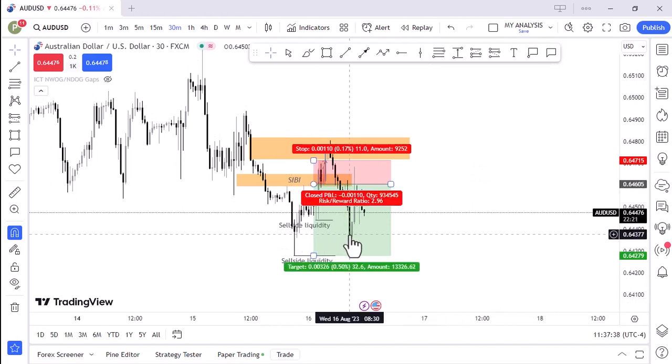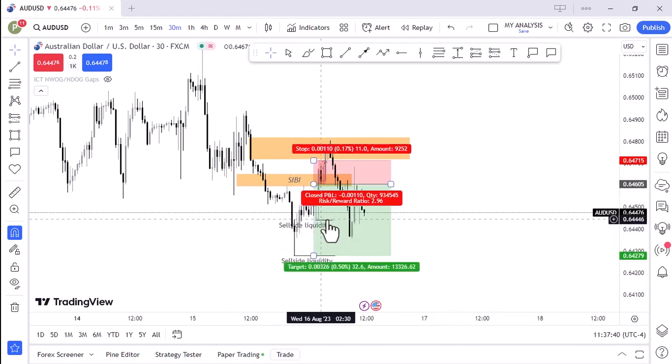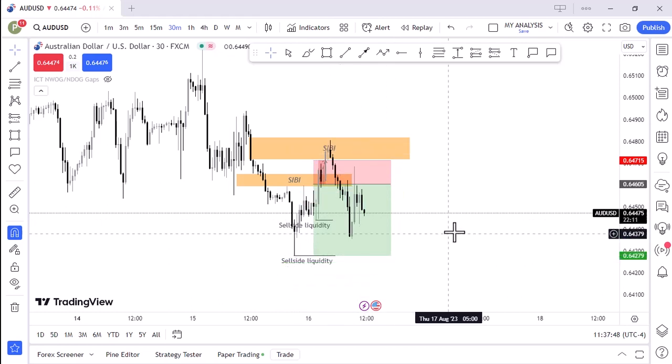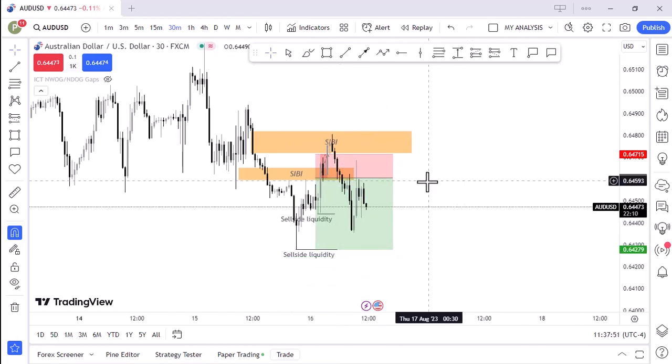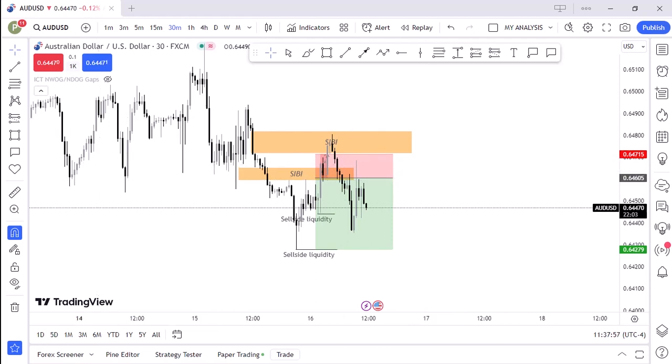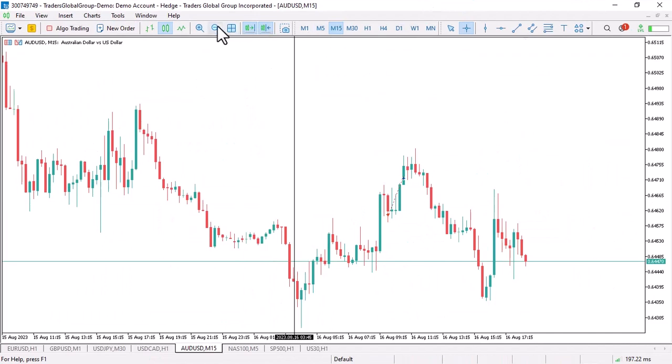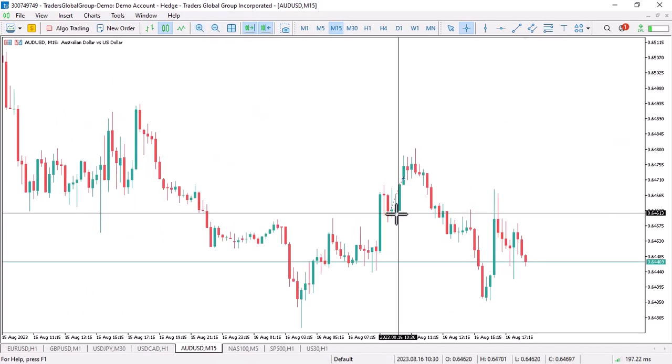Well, it didn't hit my first TP where I would normally take my partials. Could have been profitable there, but it hasn't taken the last TP. So that's the update on the Aussie. As you can see, the trade itself here, I took it around here.